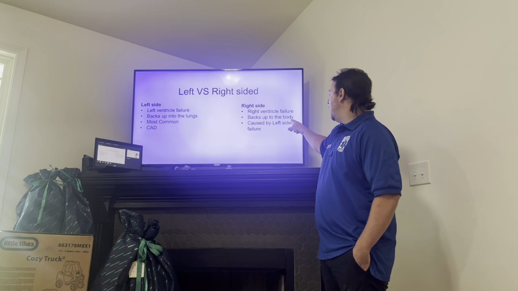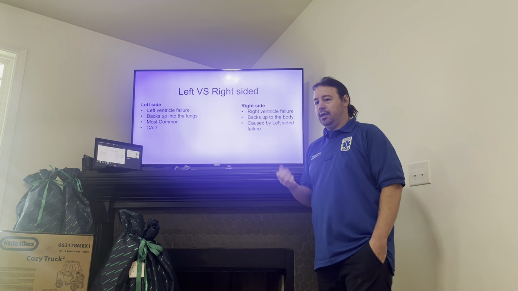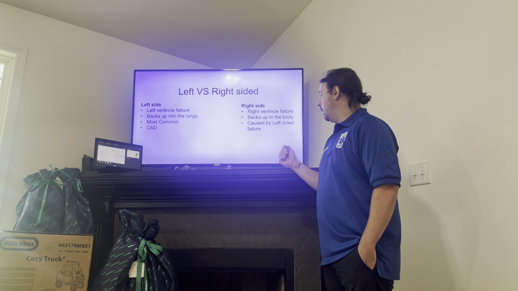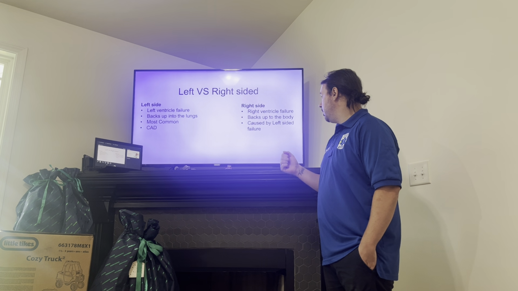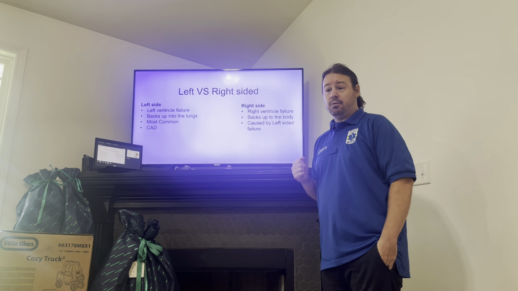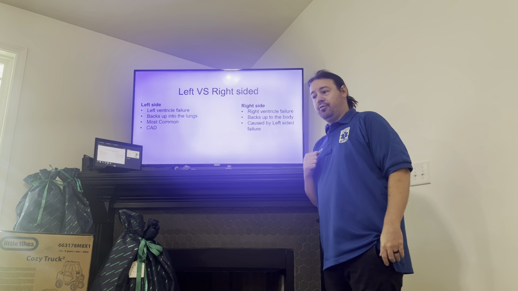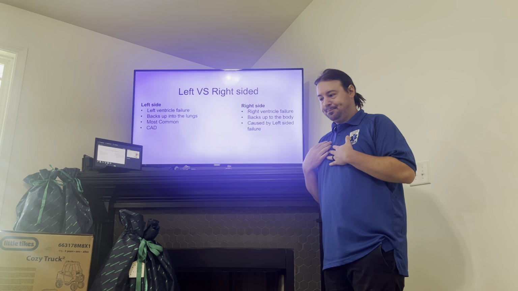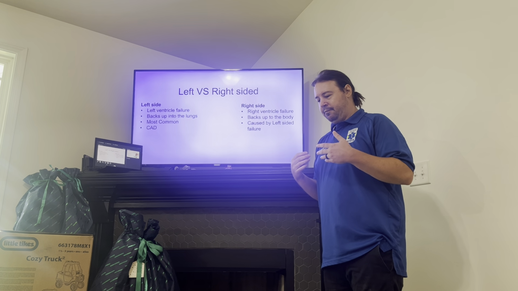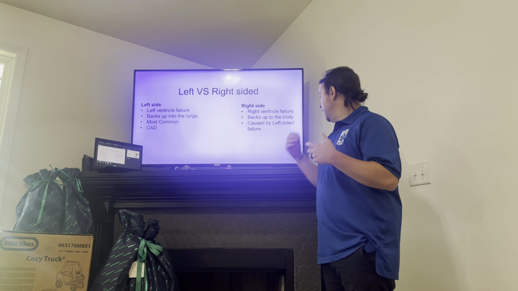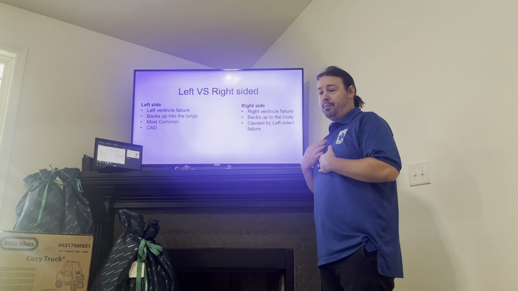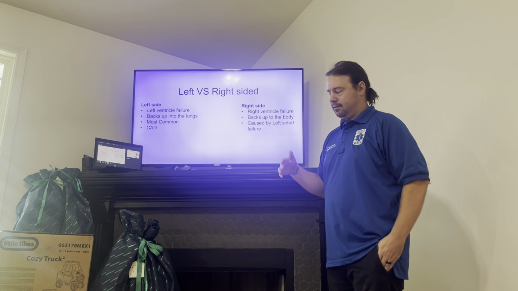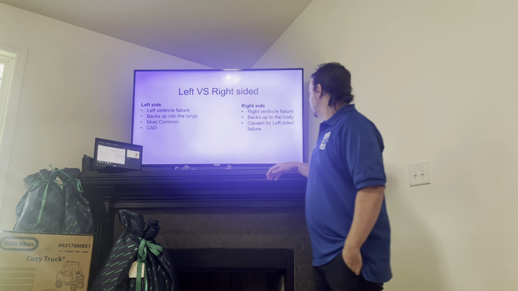So right-sided, again, we're talking mainly about ventricle failure when we're talking about heart failure. So the right side, we know the right ventricle receives its blood from the right atrium, and the right atrium gets its blood from the body, okay? So if the blood is coming to the right side from the body, then the backup of blood would occur in the body itself, okay?